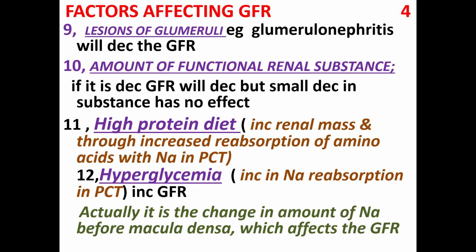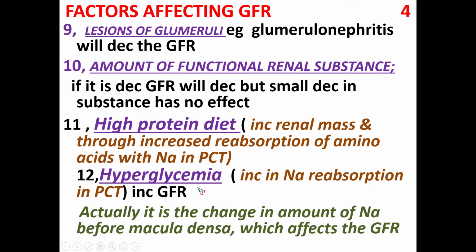Then high protein diet. High protein diet increases the renal mass and, through increased reabsorption of amino acids with sodium in the PCT, increases the GFR. When we study the reabsorption of sodium and the amino acids along with it, you can well understand. At this moment, just keep in mind that a high protein diet increases renal mass. Then hyperglycemia also increases your GFR because it's going to increase the sodium reabsorption in the proximal convoluted tubule.